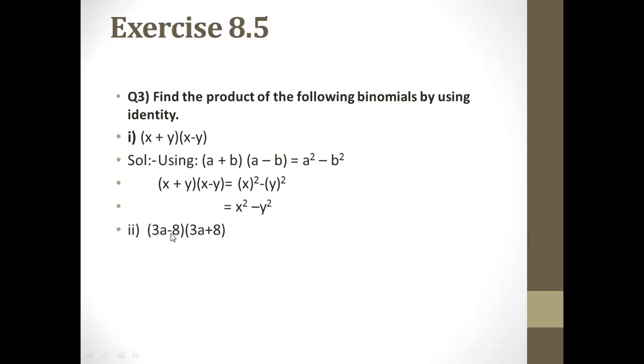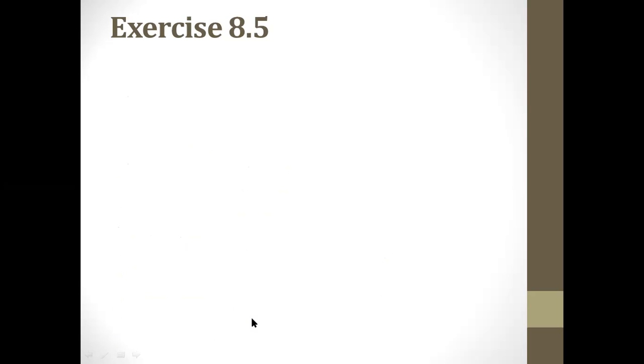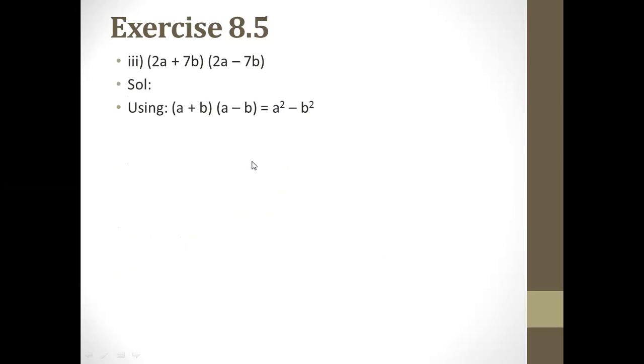Now come to the second part, (3a minus 8)(3a plus 8). Look how you identify that you will use this one formula: two brackets, same value, one having minus sign and one having plus sign. So (3a) square minus 8 square, that will be 9a square minus 64. Come to the third part, (2a plus 7b)(2a minus 7b). So (2a) square minus (7b) square, so it will be 4a square minus 49b square.